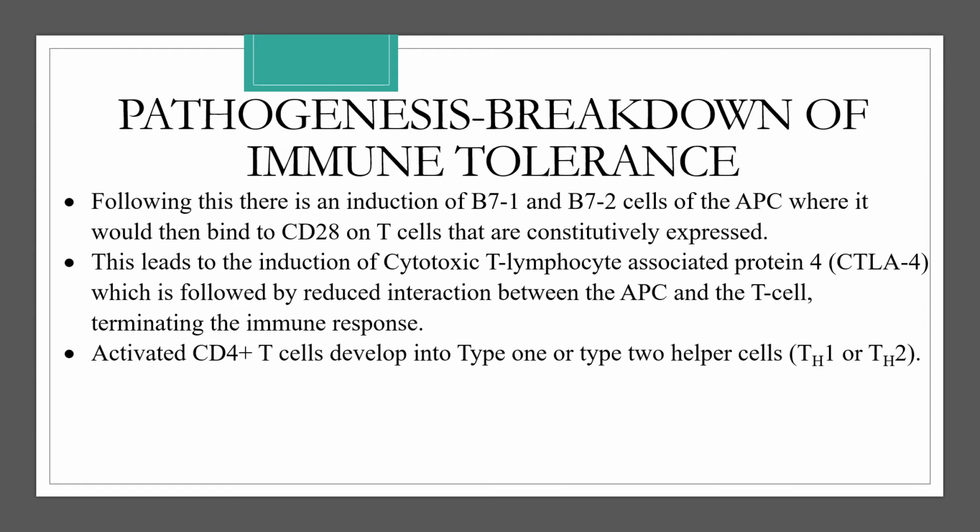Following this, proteins B7-1 and B7-2 on other antigen-presenting cells would bind to the protein CD28 on other T cells. This would then lead to the induction of cytotoxic T lymphocyte-associated protein 4, or CTLA4, which reduces the interaction between APC and the T cell, terminating the immune response.